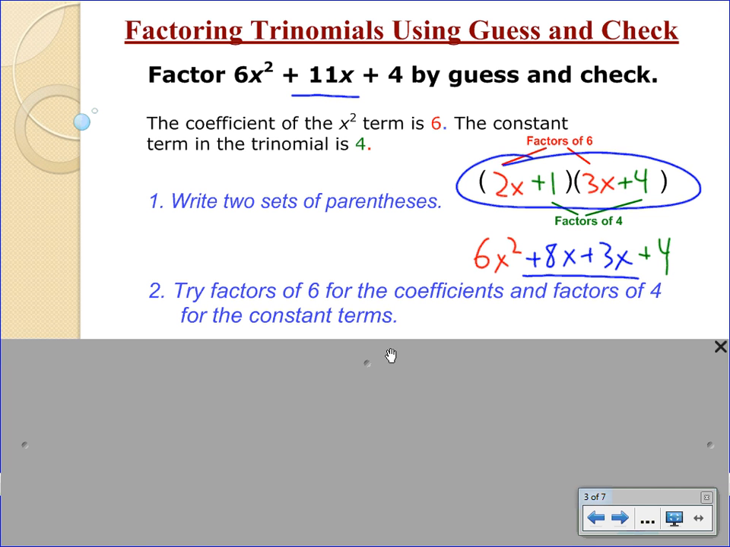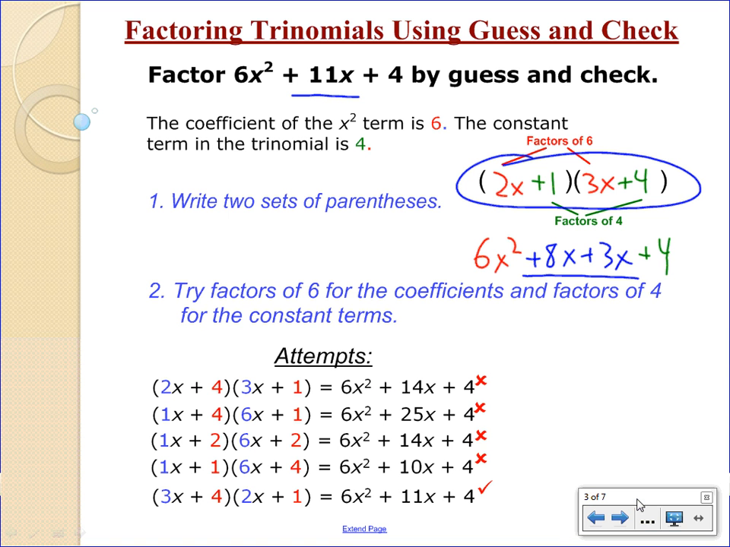Okay? So even with this simple example, here are all the different things that could happen, or at least some of the things that could happen. This could be your process. You might have to try this lots and lots of times before you finally end up with the correct answer. Okay? So that's guess and check.